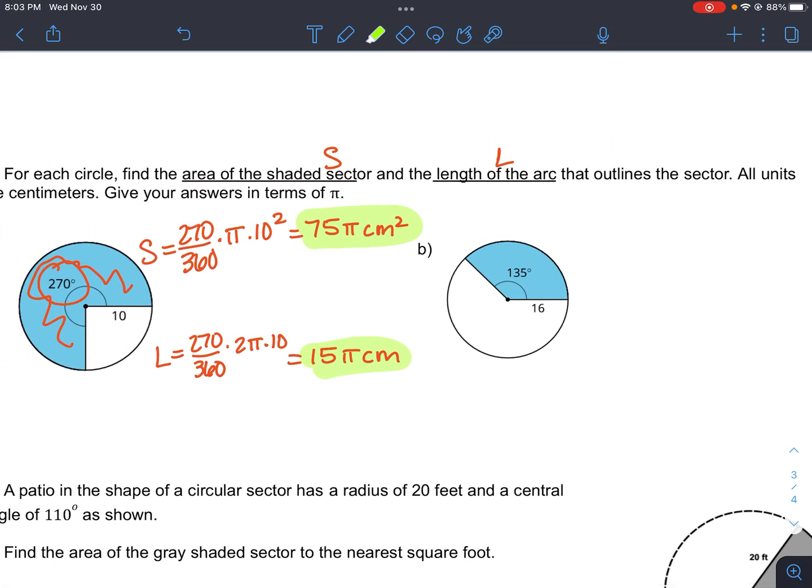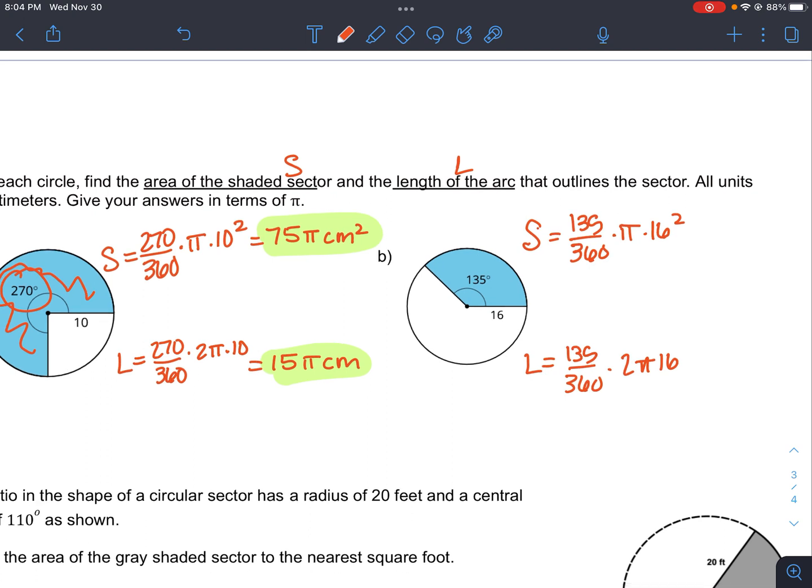Okay, same format. Try letter B if you're like, oh yeah, I think I got this. Pause, try letter B, and then check the rest, see how it goes. All right, so sector on this one is 135 over 360 pi times 16 squared. Arc length is 135 divided by 360 times 2 times pi and 16. 96 pi in centimeters squared.